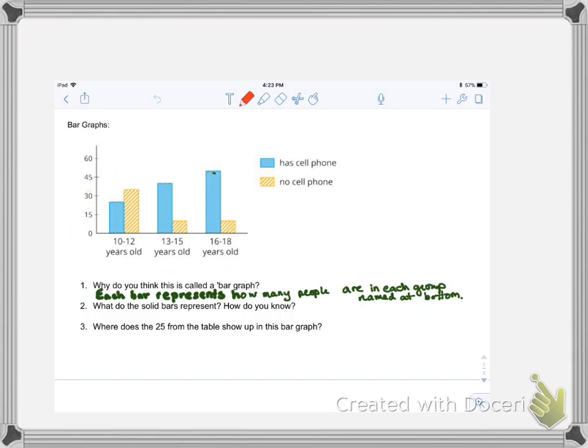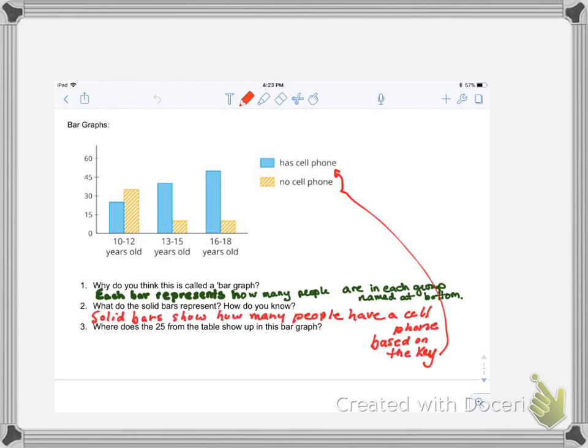So the next question would be, what do the solid bars on here, it's the blue bars, but they are solid on your paper. What do those represent, and how do you know? And hopefully you realized that the solid bars, the blue bars on here, show how many people have a cell phone, and that is just based on the key provided with any bar graph.